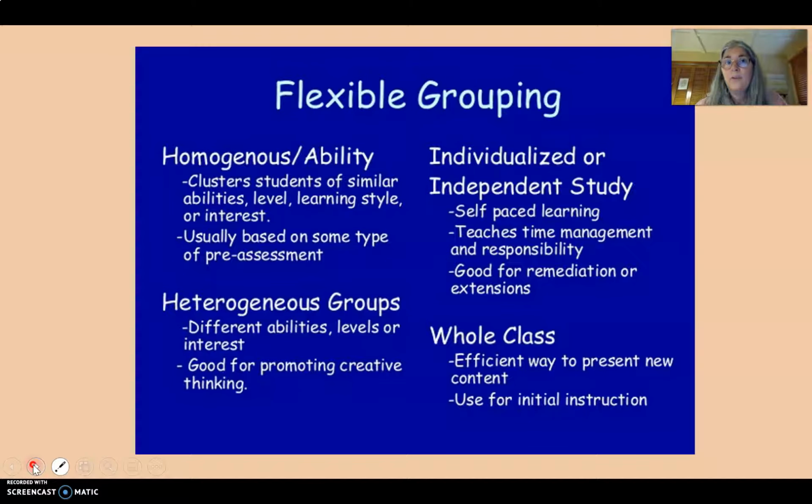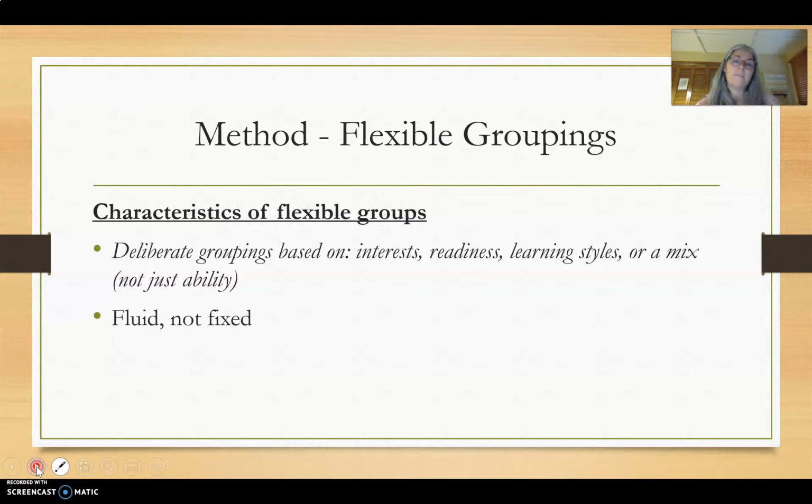So this flexible grouping, even though it is designated by the teacher, you do want it to be flexible so that students aren't in the same group from the beginning of the year to the end of the year. They can move in and out of different groups, and you might even change it up regularly. Your groups might be homogeneous in terms of ability, so you want similarly abled students together. You might even want it to be heterogeneous on some days so the students can help and work with one another. You could also focus on independent learners or even the whole class.